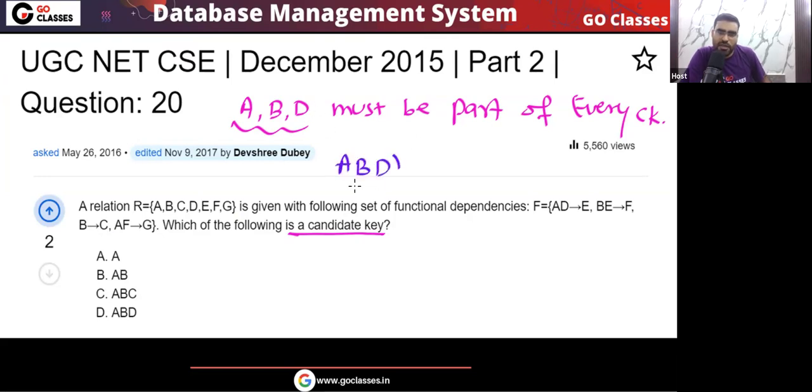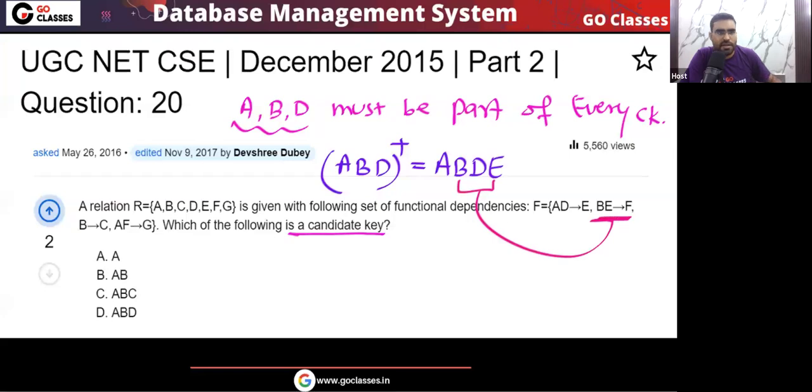What is ABD whole closure? Let's find out what they can determine. ABD can determine ABD by the reflexive property. What else? You can see AD can determine E. Yes or no? So we got E also. Next, you can see BE can determine F. So we got F also.